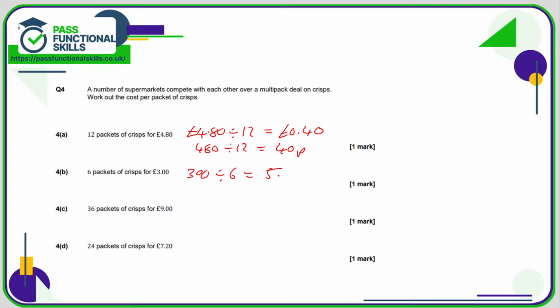If 6 packets of crisps are £3, then one packet is simply 300 pence divided by 6, which is 50p. 36 packets cost £9, then one packet is 900 pence divided by 36, which is 25 pence. And if 24 packets cost £7.20, let's call that 720p, divide that by 24 to get the cost per packet. 720 divided by 24 is 30p.